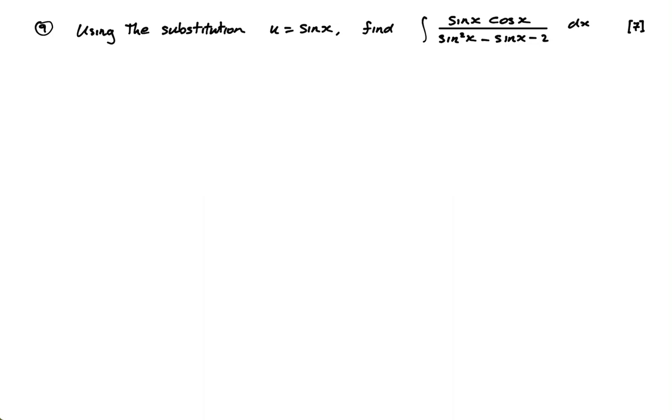Hi guys, so question 9, this is an integration by substitution. They give us the substitution, which is nice. So we're going to use this substitution. Let me write this out here. It's sine x cos x over sine squared x minus sine x minus 2 dx, with a fraction.